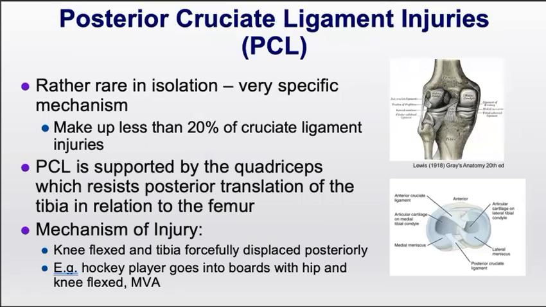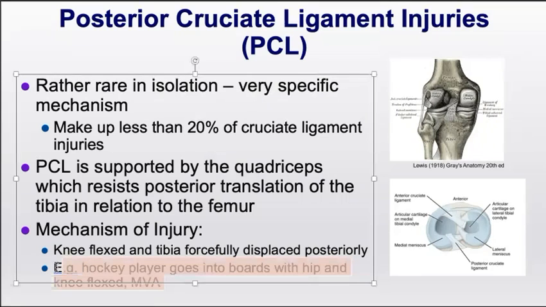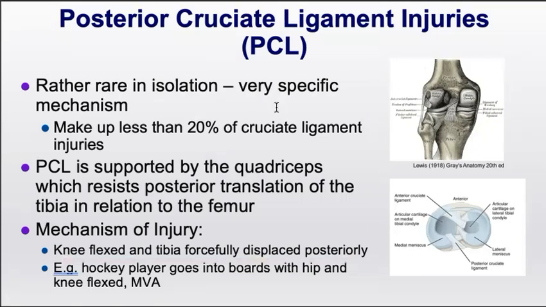PCL tears, as I've mentioned, are rather rare in isolation. I've really only seen them in those 2 specific mechanisms that I've mentioned before. And they're noted here again on this slide. But they only make up less than 20% of cruciate ligament injuries. So ACL is much more common to tear. The PCL is actually supported by the quadriceps. So if you think about it, the PCL prevents posterior translation of the tibia. The quadriceps also resists posterior translation of the tibia in relation to the femur. So it is supported by a larger muscular system as well.